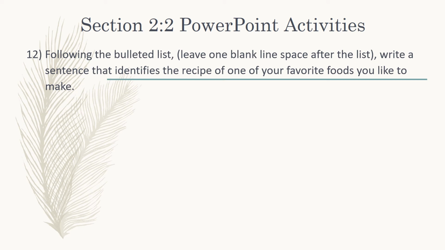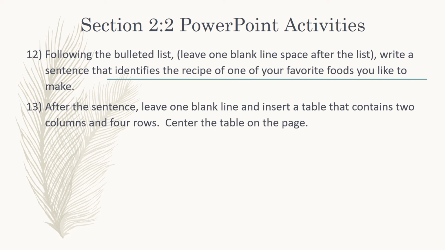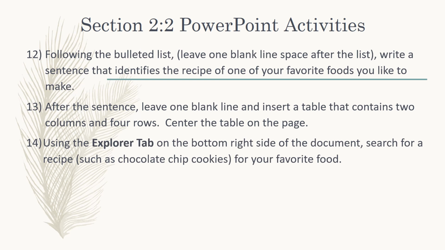Following the bulleted list, leave one blank line space after the list, and then write a sentence that identifies the recipe of one of your favorite foods you would like to make. After the sentence, leave one blank line and insert a table that contains 2 columns and 4 rows. Center the table on the page.